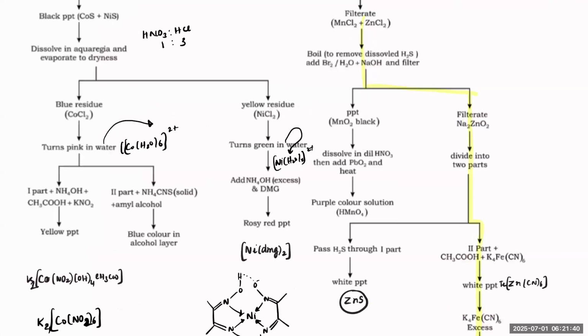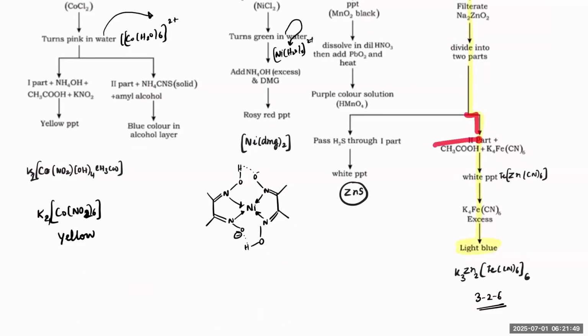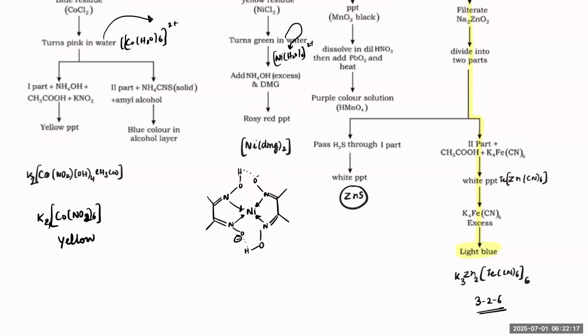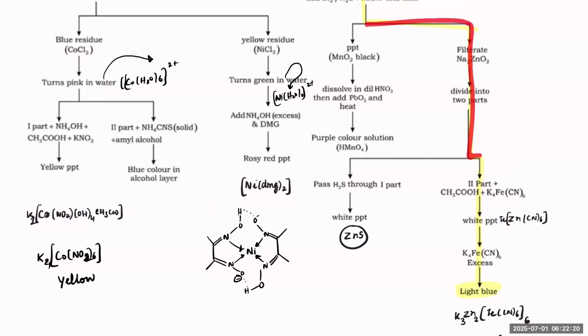Next, if there is no PPT, we can see there is zinc formation, and the zinc solution can be divided into two parts. One part you add with acetic acid and K4FeCN6. Then the potassium is replaced by zinc here, correct? So zinc will come this way. It is a white color PPT. And if you add an excess amount of K4FeCN6, then it will convert into a light blue PPT, which is K2Zn3[Fe(CN)6]2. Done. Now this is one important confirmatory test for zinc.